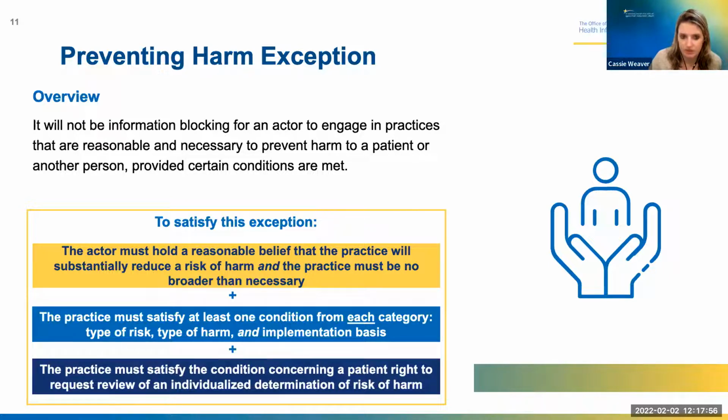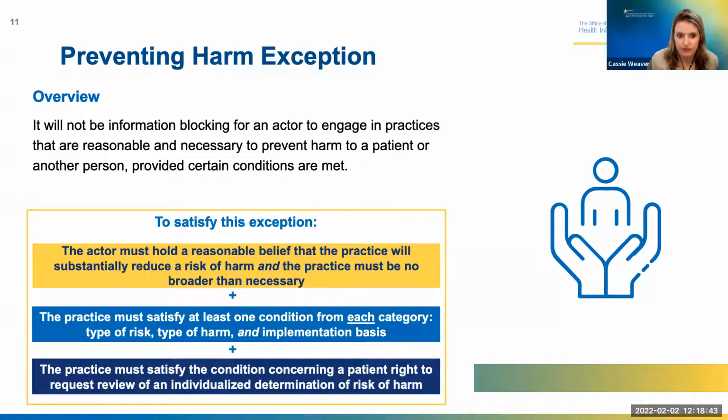Beginning with the type of risk, there are two different types of risks that this preventing harm exception considers. The first type of risk is one that is determined on an individualized basis in the exercise of professional judgment by a licensed healthcare professional who has a current or prior clinician-patient relationship with the patient whose electronic health information is affected by the determination. Or the type of risk has to arise from bad data, which is data that is known or reasonably suspected to be misidentified, mismatched, corrupt, or otherwise erroneous. So that's the type of risk, and the practice has to satisfy one of those two from that category.